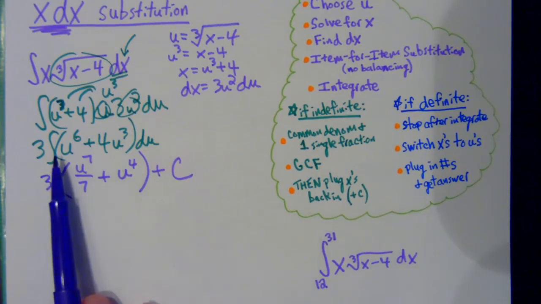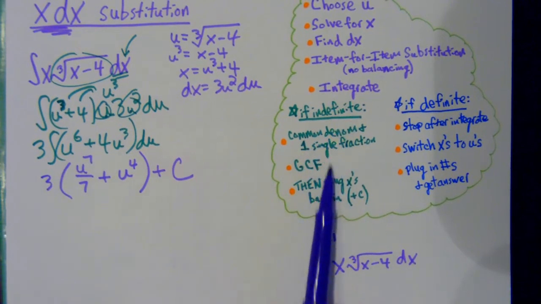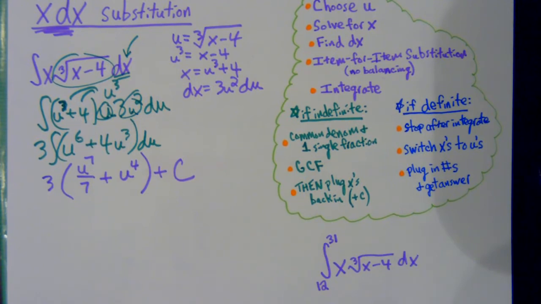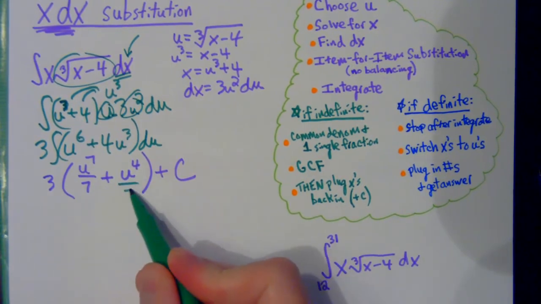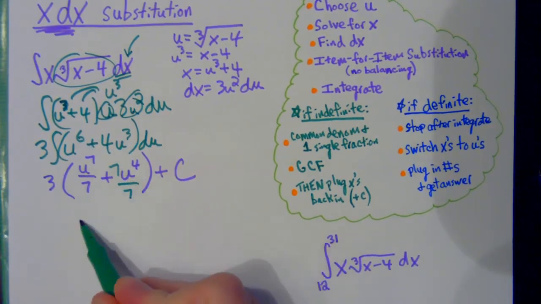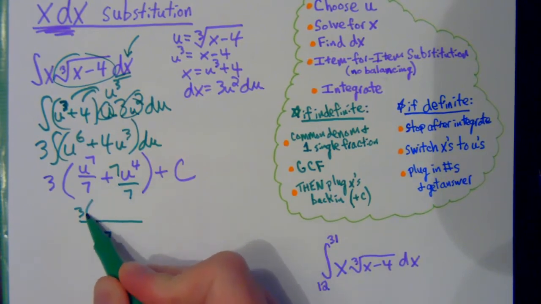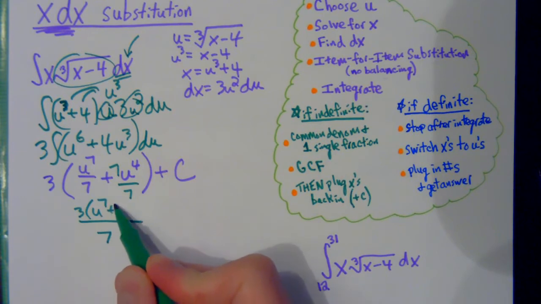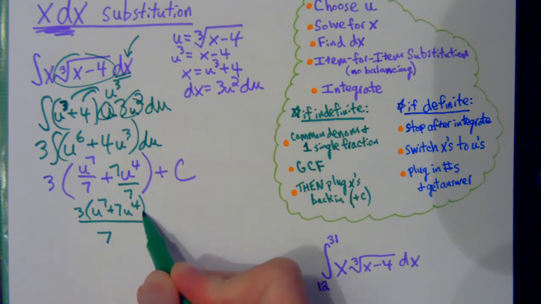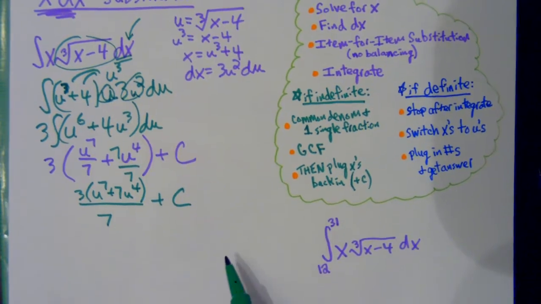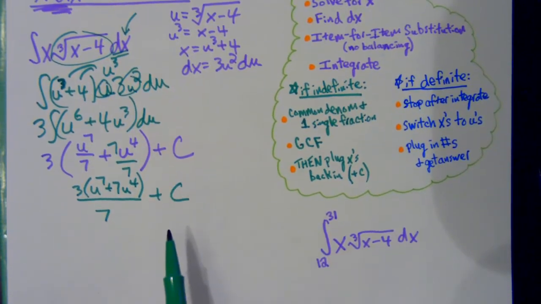So again, indefinite integral, after you integrate it, you follow this green stuff here: common denominator, one single fraction, which means I'm going to put a 7 there and a 7 there. There's my common denominator. I'm just going to stick that 3 on the top. There's my one single fraction. I really don't need to put that plus c in until the very end, so I don't need to worry about it too much.